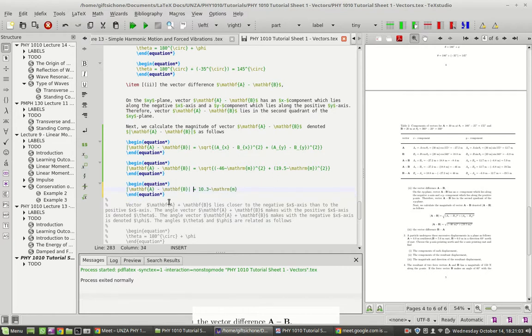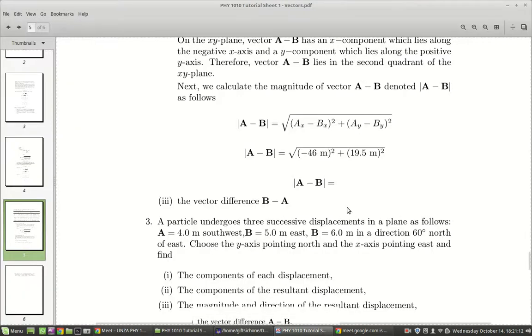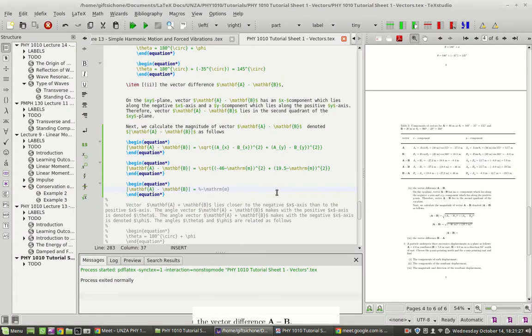When you do everything, when you do this calculation, brackets minus 46 squared plus 19.5 squared, then the square root of that is how much? 49.9.